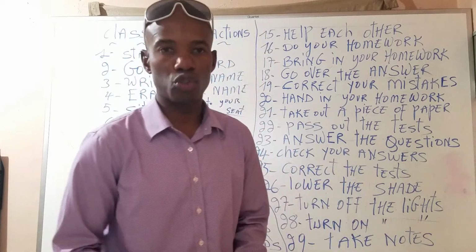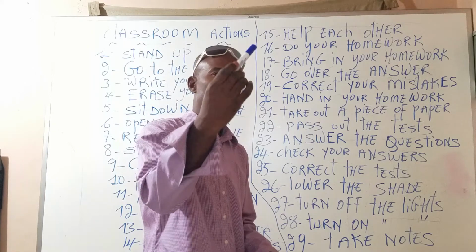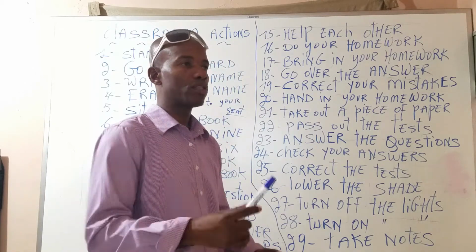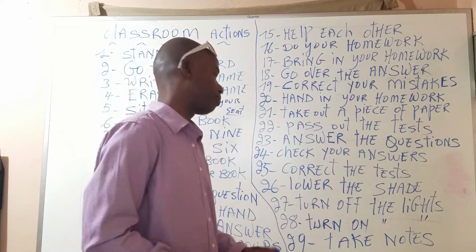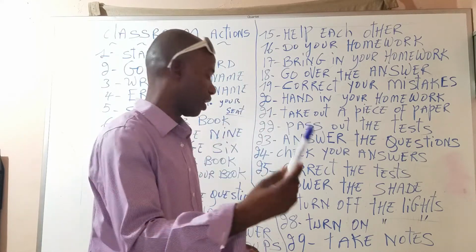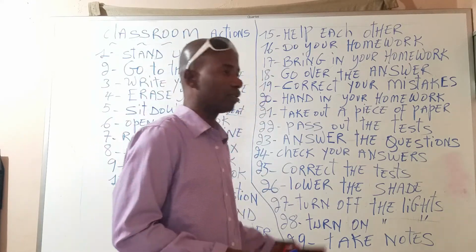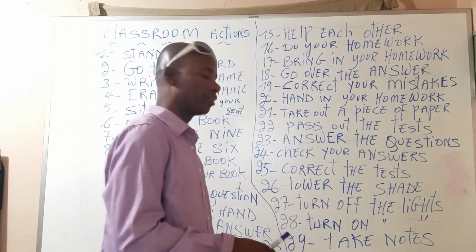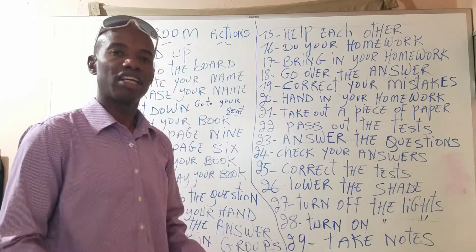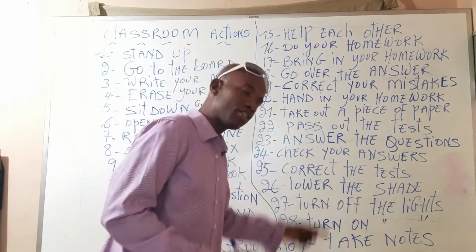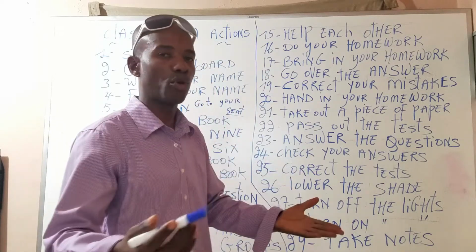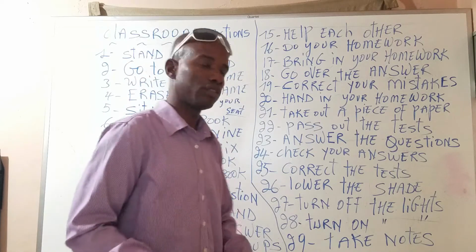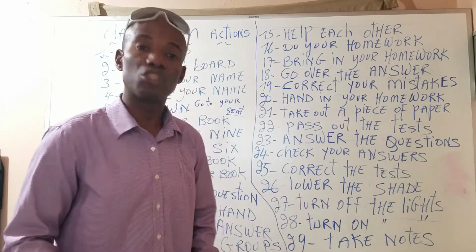Answer the questions, you understand, to answer. When you answer the question, hey, this is me. What's this? It's a pen, it's a felt pen. Yeah, this is good. What's this? It's a cell phone, okay? When I say it's a cell phone, I answer the questions. You understand? I ask the question and I answer the question, okay? When you answer the question, you give the answer.